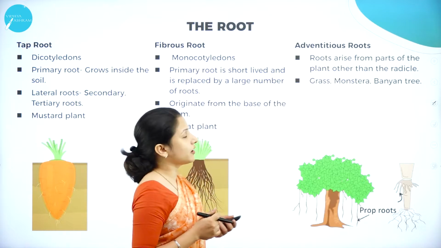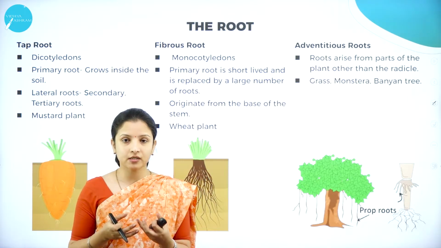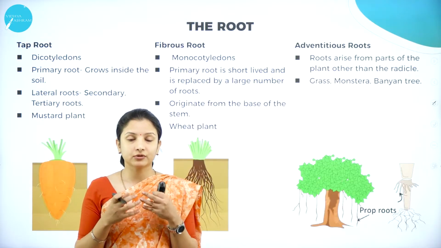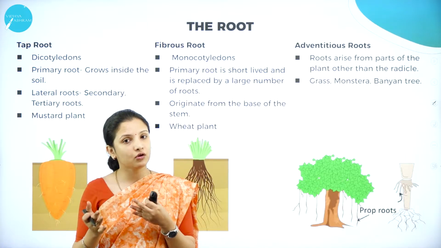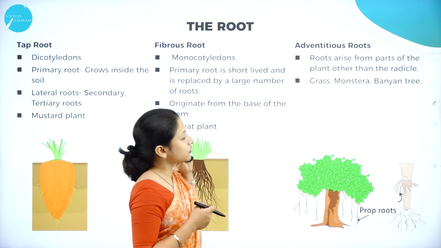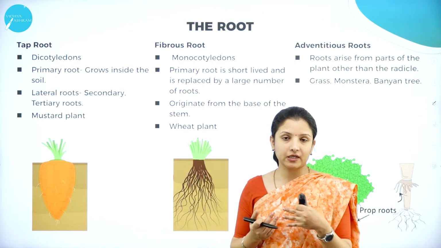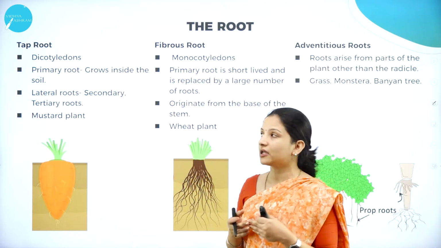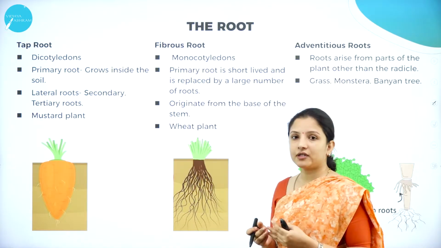So we shall study about the root. Root, I told you, helps in anchoring the plant to the soil so that the plant will be firmly placed in the soil and will not fall off easily. When you look at a root, there are different types of modifications or different types of roots that are present. They can be taproot, fibrous root and adventitious root.